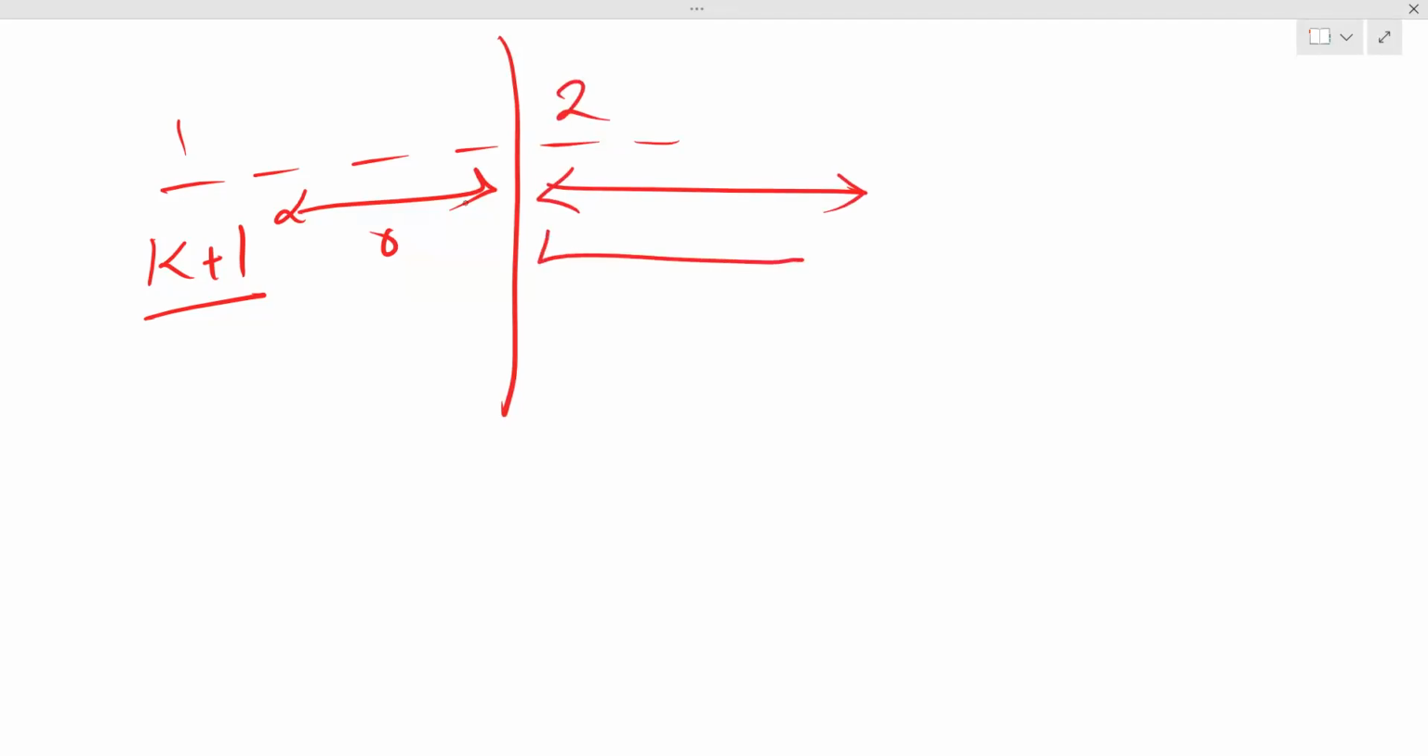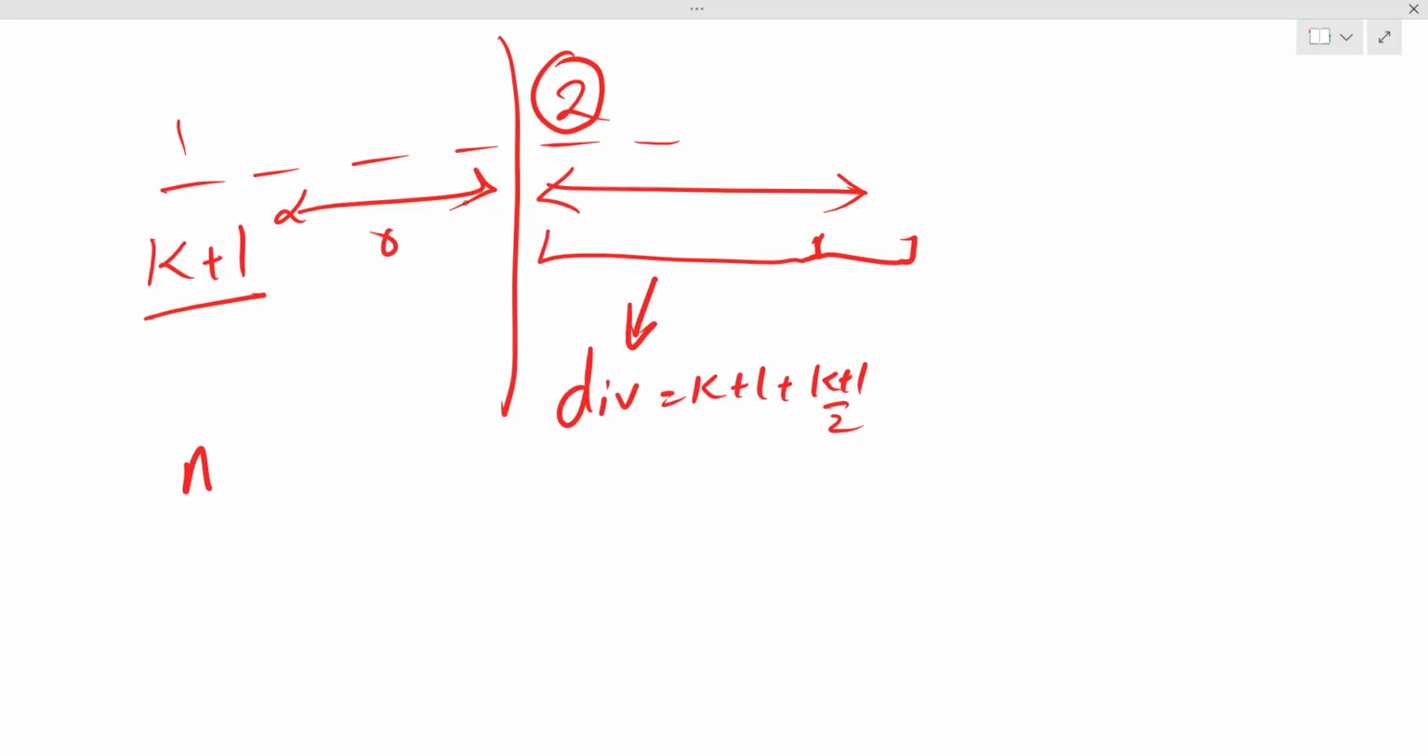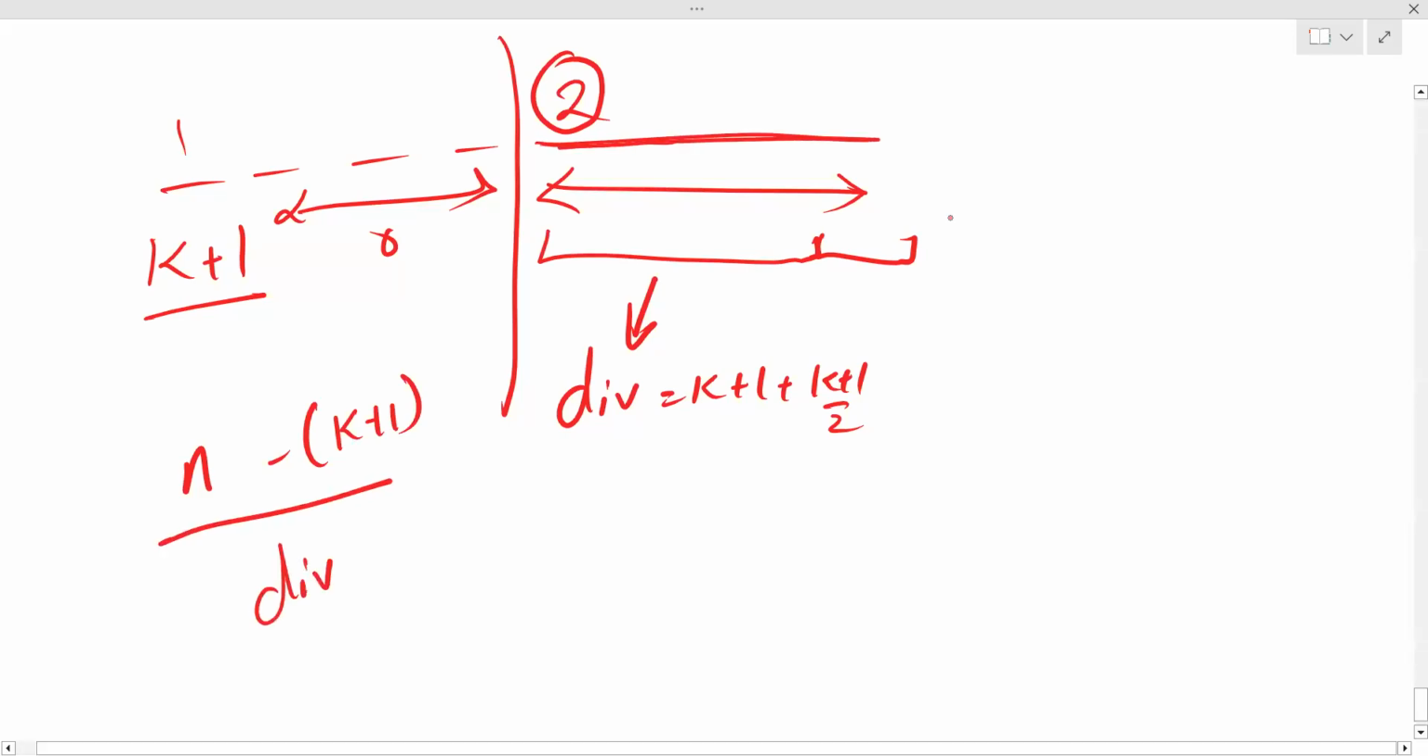Yes. And then again, these are the same blocks, but in these blocks, it's just that they have 2 at the starting, and the size of these blocks is again that same div, which was k plus 1 plus (k plus 1) by 2. So now I can say how many times: n is the total number of digits in my number minus these. I'm removing these digits, so these are k plus 1. So this gives me only this part. Divide this by div. So this gives me how many blocks will be required.